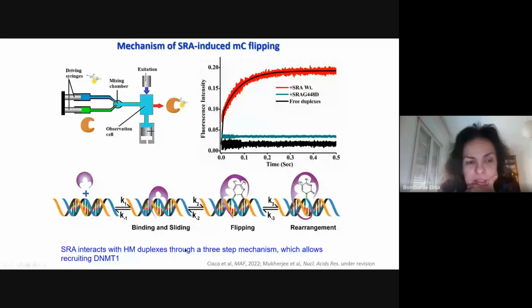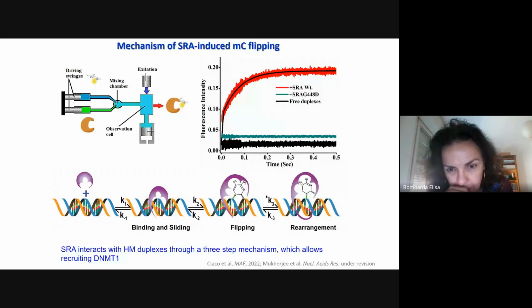of the binding domain, the SRA domain of the protein UHRF1, which allowed the process of the flipping, which is the process that recruits the DNA methyltransferase to transfer the methylation to the newborn sequence afterwards.